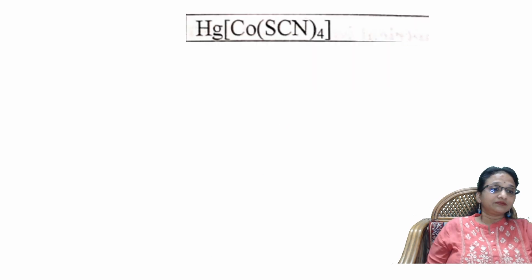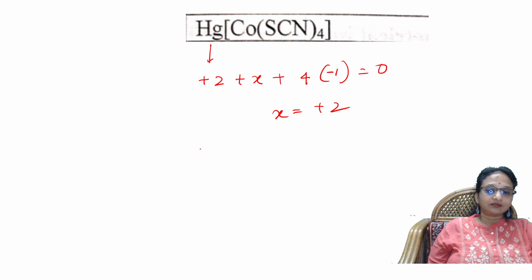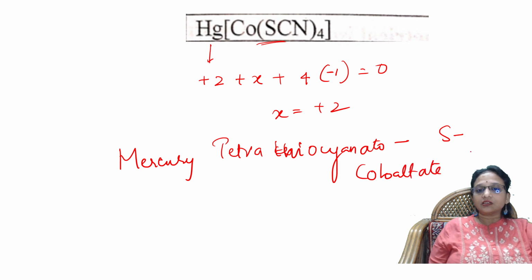So one more example. See, this is +2. Thiocyanate is -1, equal to 0. X is equal to +2. Correct? So let us name this. First is mercury. Okay. How many thiocyanate? Tetra. It is tetrathiocyanate. Okay. It is linking with which atom? S atom. S. So, yes, cobaltate 2 complex. Is it, students? Is it?